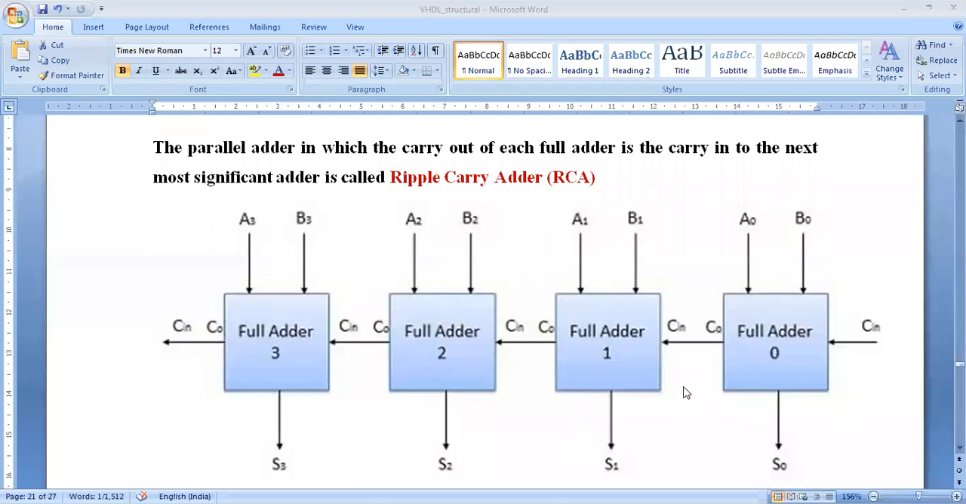What is the disadvantage? This ripple carry adder is slow in operation.